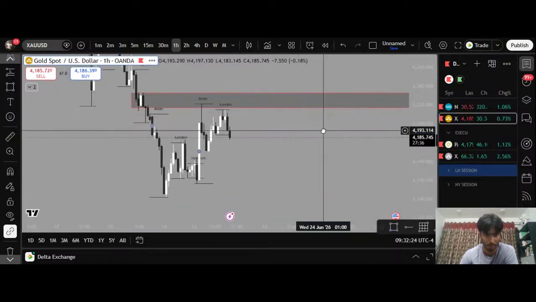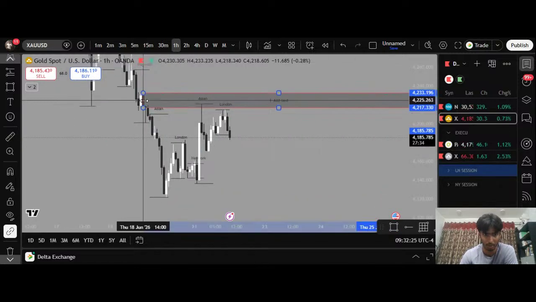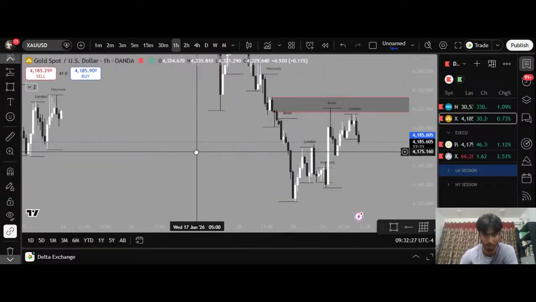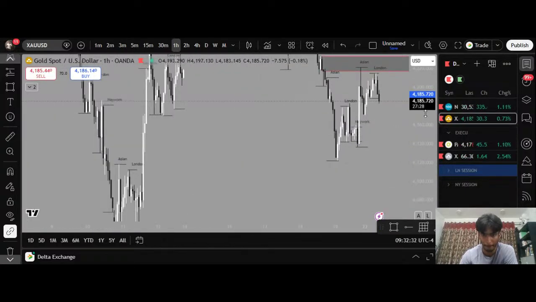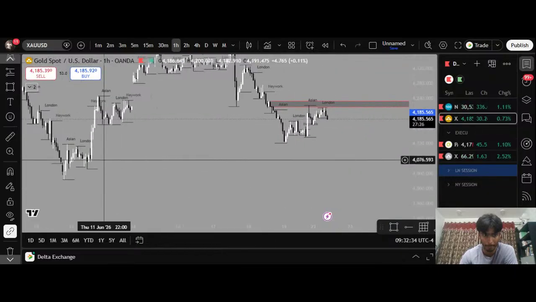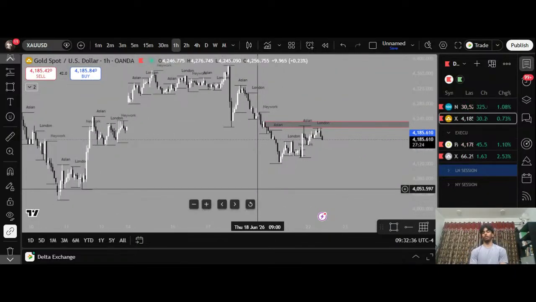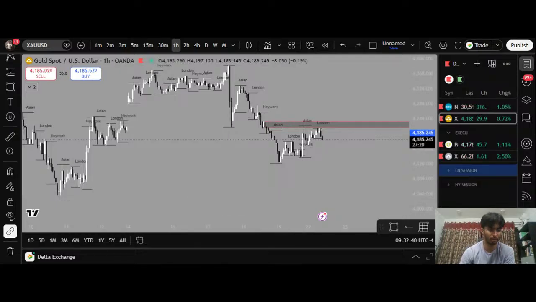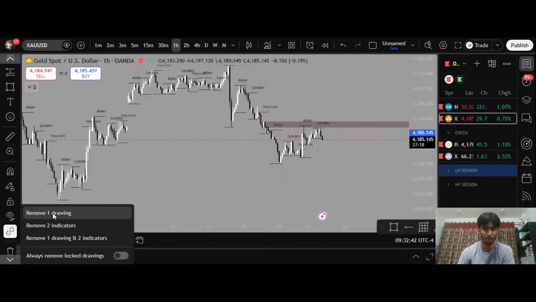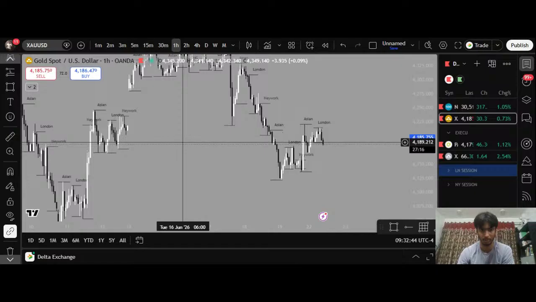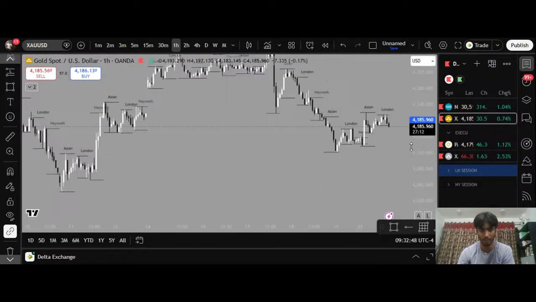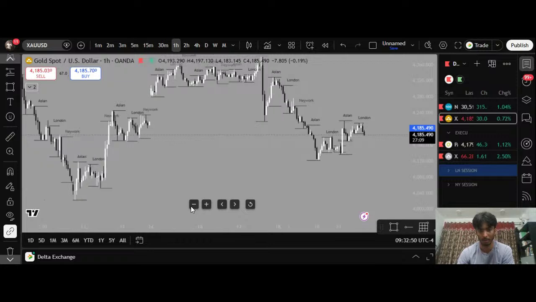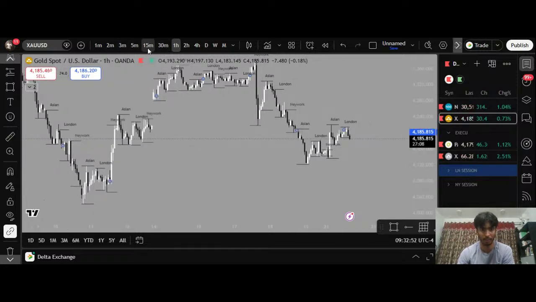Okay, price respecting this order block right here. Gold is still a bit uncertain to trade today because of the state of Hormuz controversies which are going on, and the ceasefire violations which are going on. So that's why there's a lot of liquidity that's created.